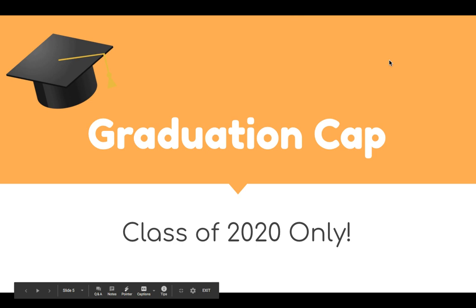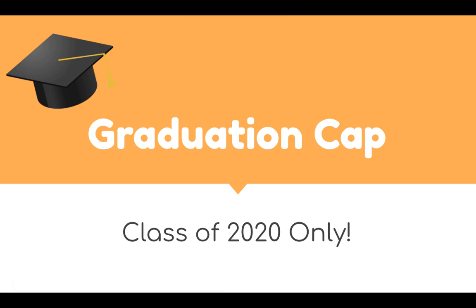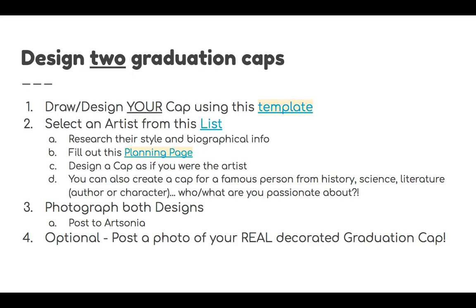So for graduating seniors, your final project can be decorating a graduation cap. For this, you're actually going to decorate two. The first one would be your cap. There is a template that you can download. It's basically just a square. So if you can't print it, no big deal. Just draw a square on a piece of paper or piece of cardboard, whatever you have at home.